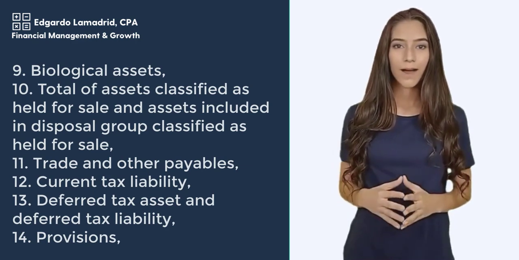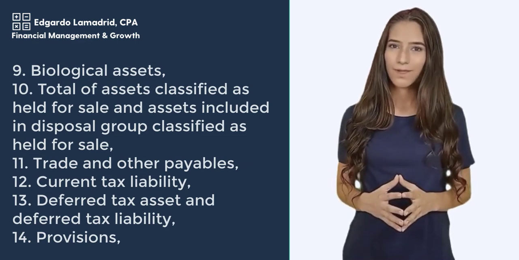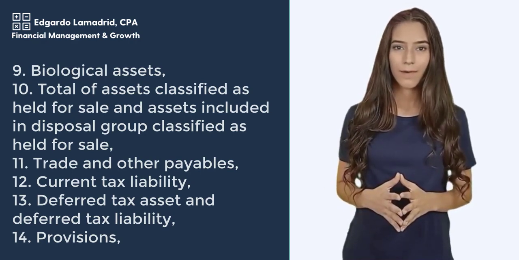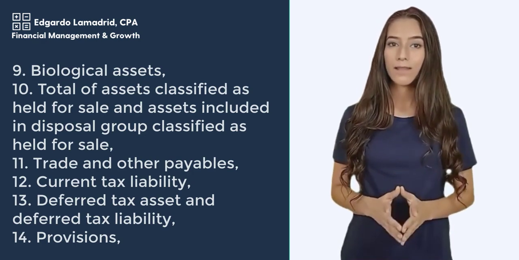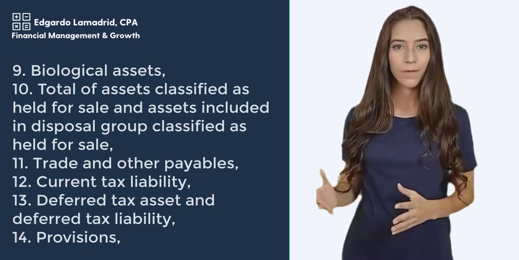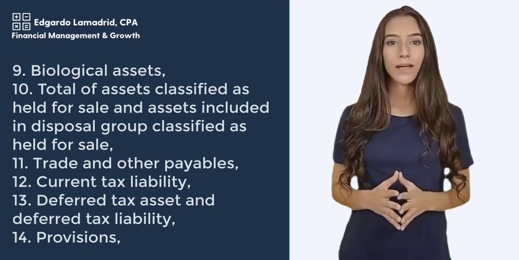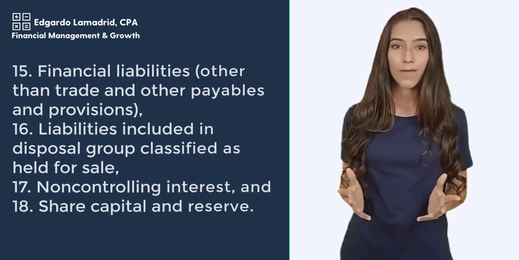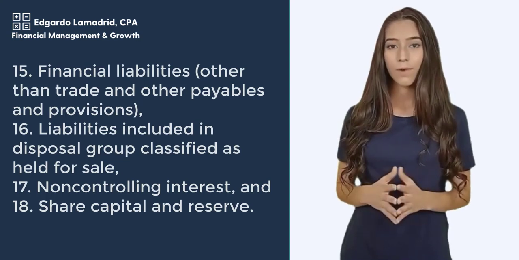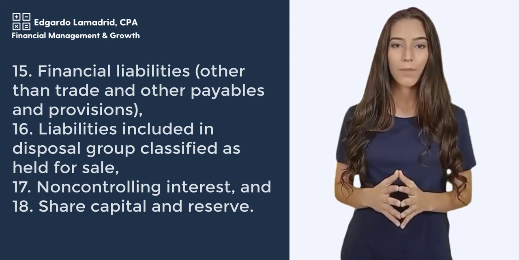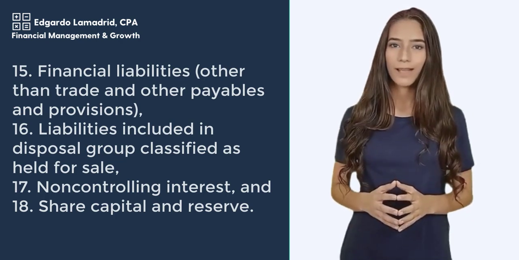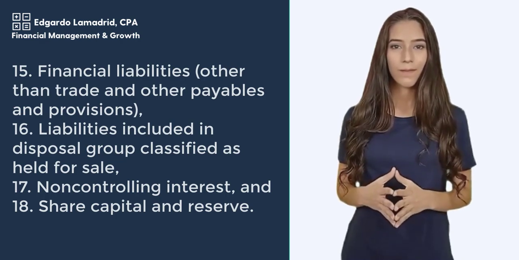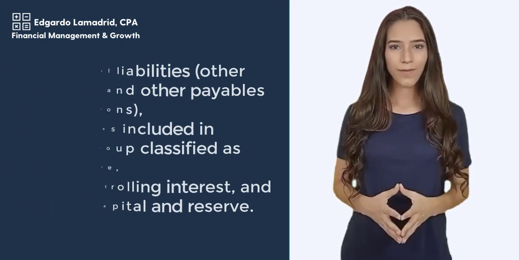10th is total of assets classified as held for sale and assets included in disposal group classified as held for sale. 11th is trade and other payables. 12th is current tax liability. 13th is deferred tax asset and deferred tax liability. 14th is provisions. 15th is financial liabilities, other than trade and other payables and provisions. 16th is liabilities included in disposal group classified as held for sale. 17th is non-controlling interest, and 18th is share capital and reserves.